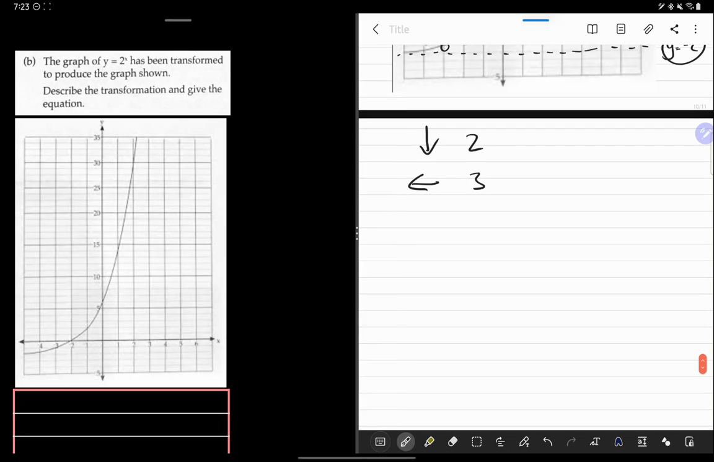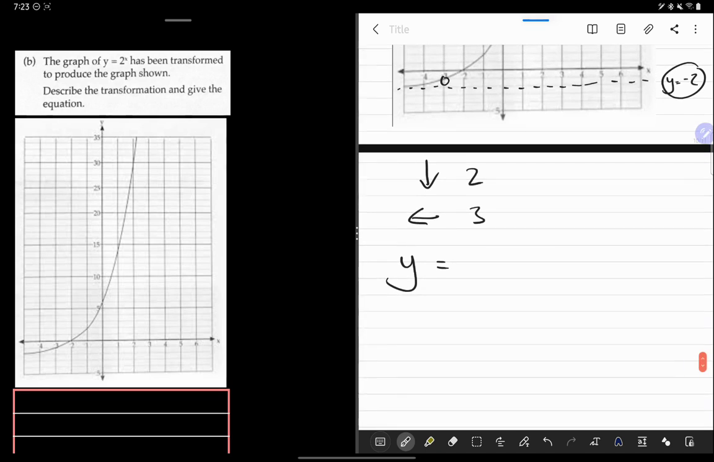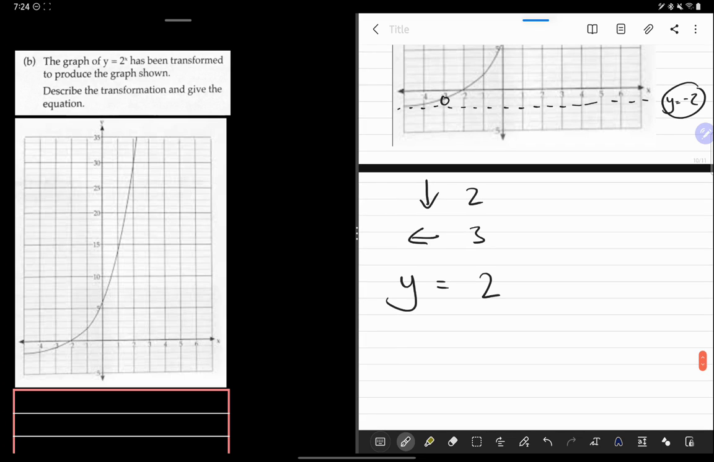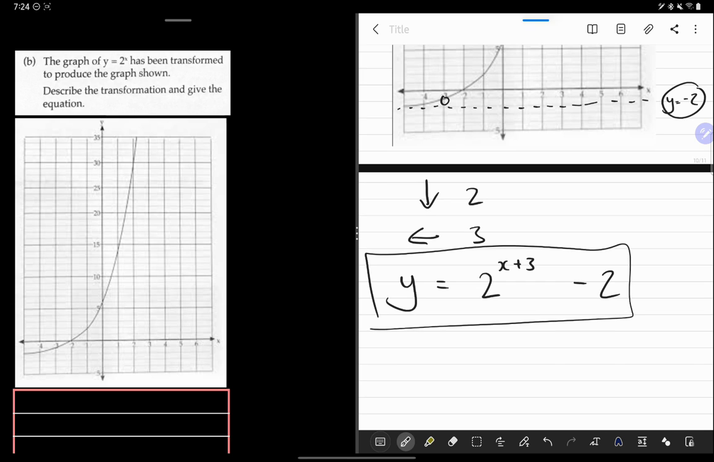Now if you remember, we are just now plugging it into our equation. Oh, not E, sorry. 2. And then instead of just x, I'm going to put something here, which would be how I've moved it. So it's going to be x plus 3. So I've changed that, and that makes it move to the left by 3. And then I would minus the whole thing by 2, and that would bring it down by 2. And there you have it.